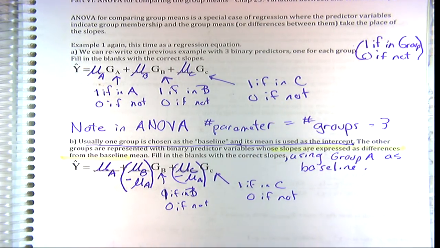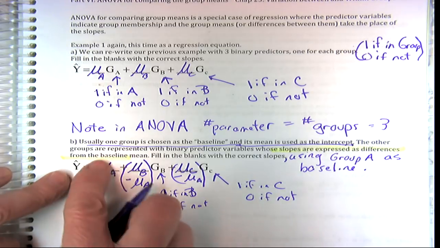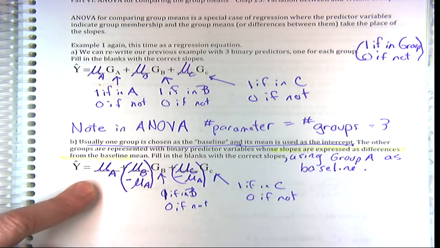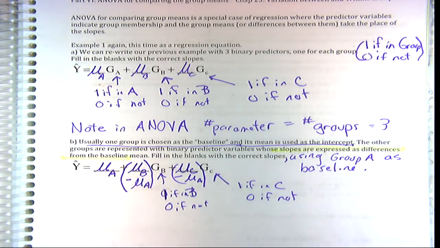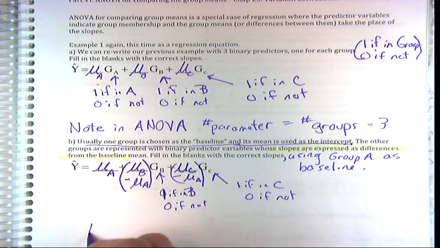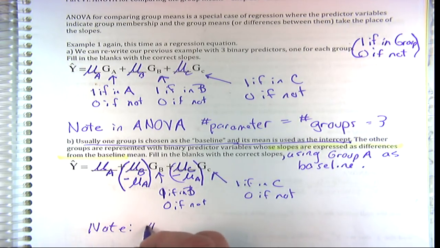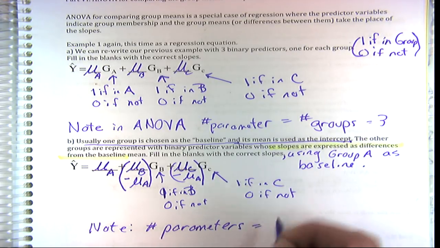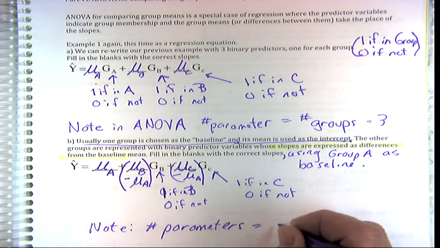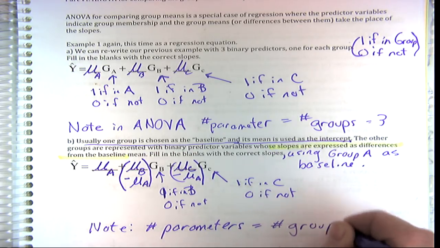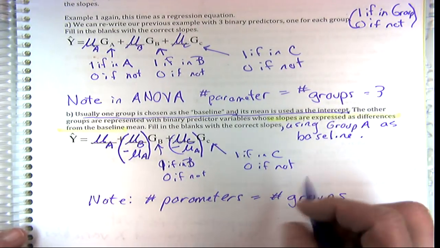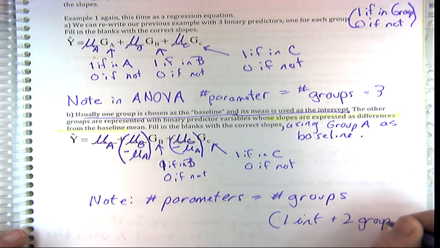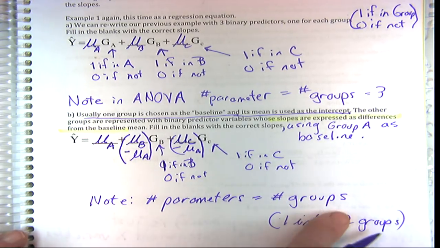So that's another way to think of it again. Even if you write it this way, you still have 3 parameters, and 2 slopes the way we usually do with an intercept. It's still equal to the number of groups, because you have 1 intercept plus 2 groups. Right? It's still equal to the number of groups.